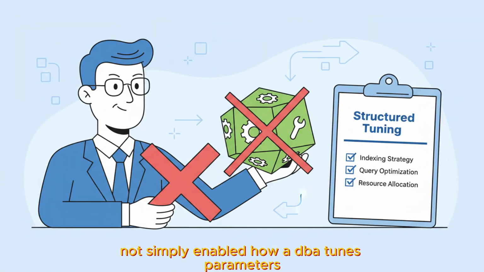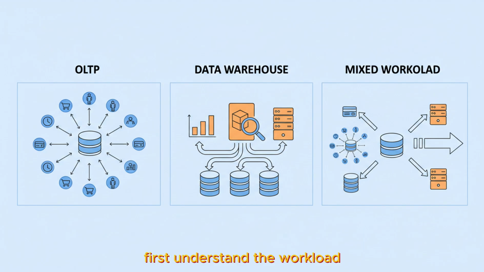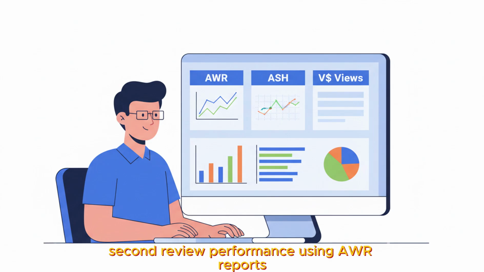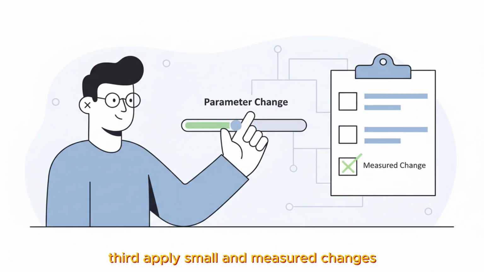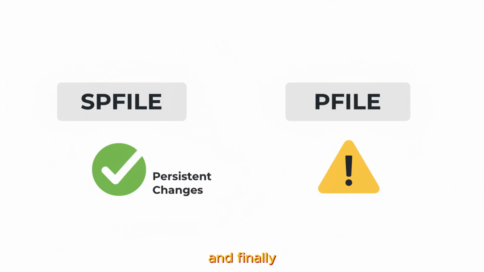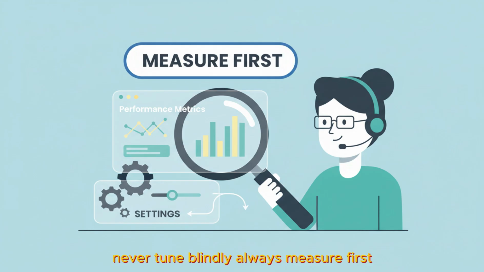How a DBA tunes parameters. Parameter tuning is not random adjustment. It follows a structured approach. First, understand the workload, whether it is OLTP, data warehouse, or mixed. Second, review performance using AWR reports, ASH data, and dynamic performance views. Third, apply small and measured changes. Fourth, document every modification. And finally, always use SPFILE for persistent changes instead of PFILE. Never tune blindly. Always measure first.